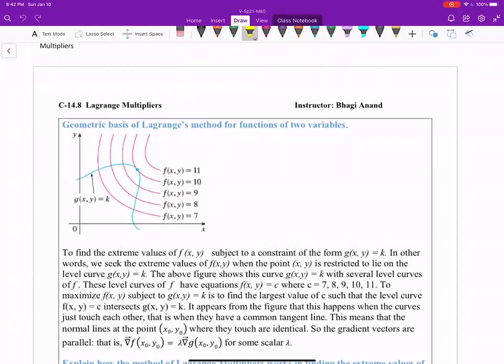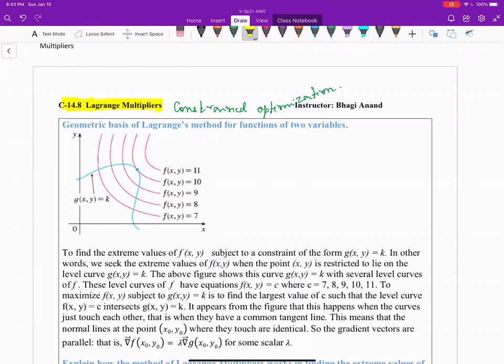Welcome everyone. In this video, I'll be covering section 14.8 called Lagrange Multipliers. Another name for this section is constrained optimization. The Lagrange multiplier is a method to find the maximum or the minimum value of a function.